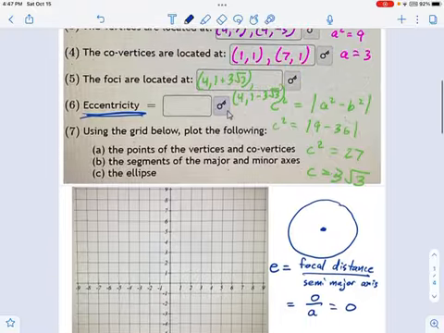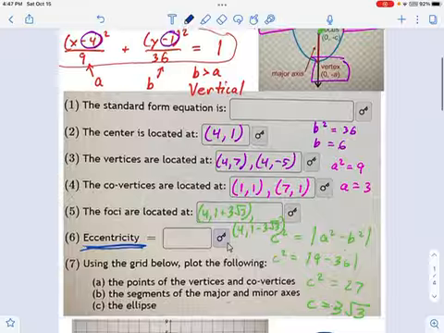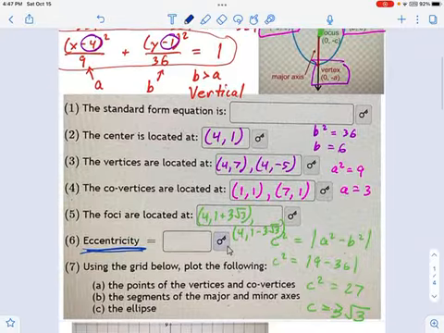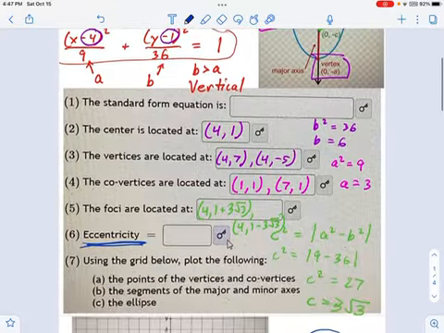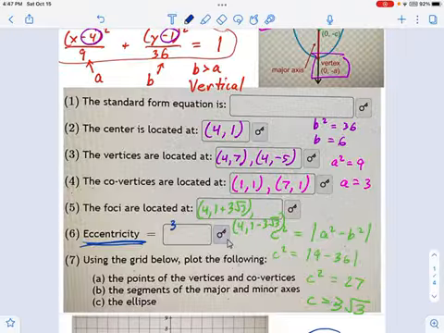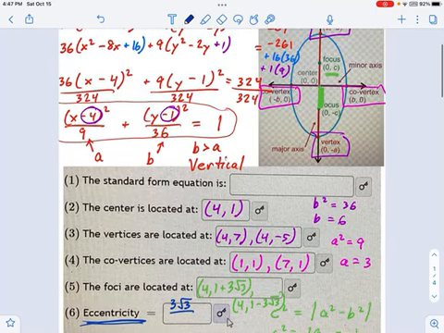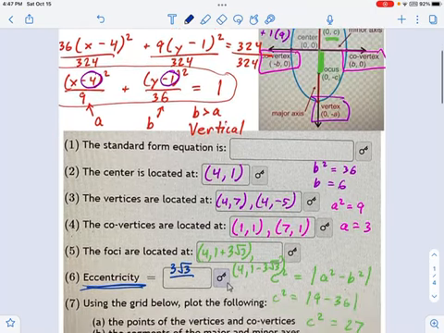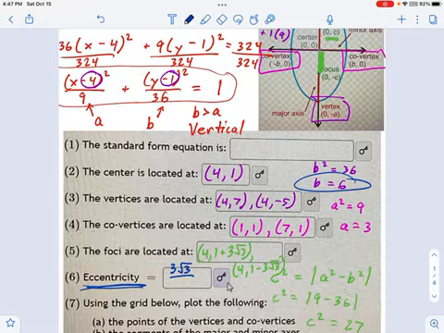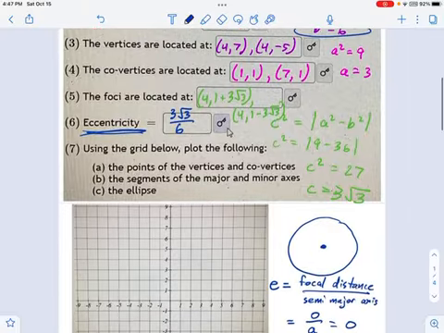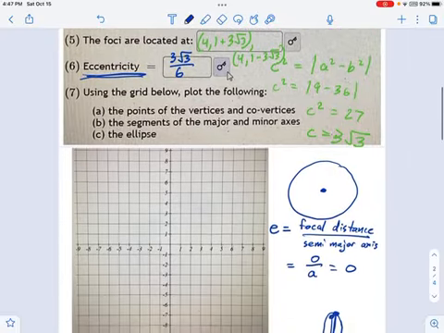Well, let's figure out what it is for us. The distance to the focus in this example was 3 radical 3. Okay, and the semi-major axis distance, from the center to the vertex, remember what that was? That was this value right here, 6. So that's all eccentricity is. It's a measure of how eccentric this thing looks.